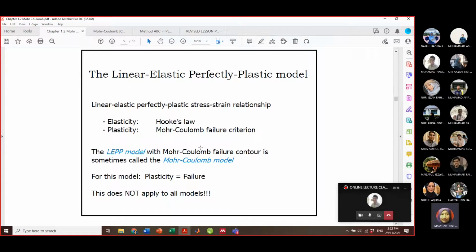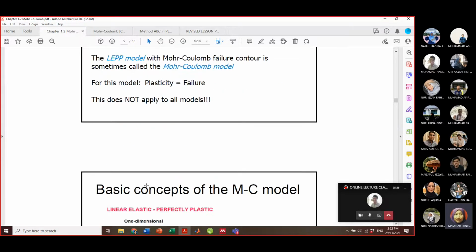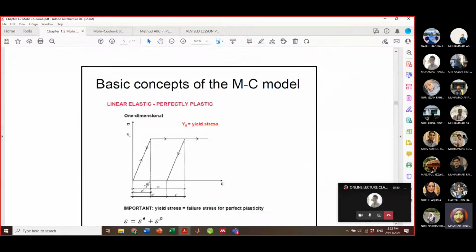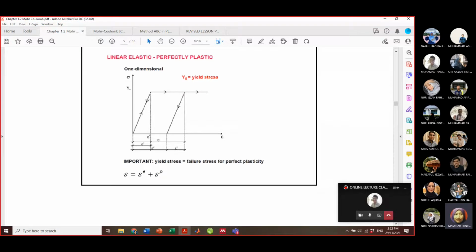So the LEPP model with Mohr-Coulomb failure contour is sometimes called the Mohr-Coulomb model. So in geotechnical engineering, when you have the Mohr-Coulomb model, actually you can visualize that it consists of an elasticity zone and a plasticity zone. For this model, the plasticity zone indicates the failure of the sample, but it is not applicable to all models. So be careful on that part. So this is what I explained just now.